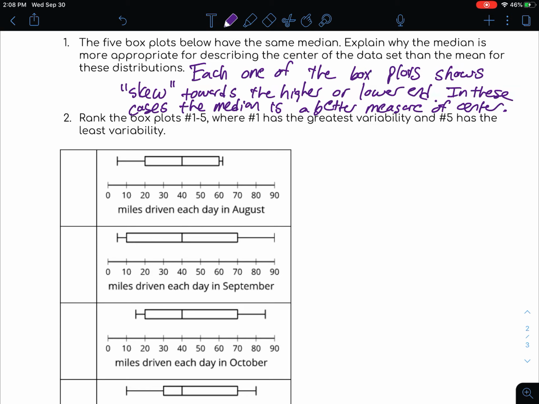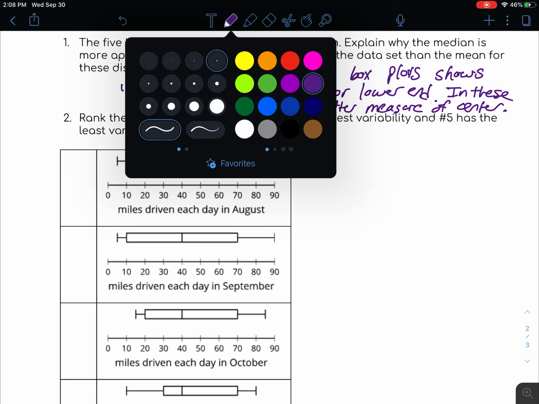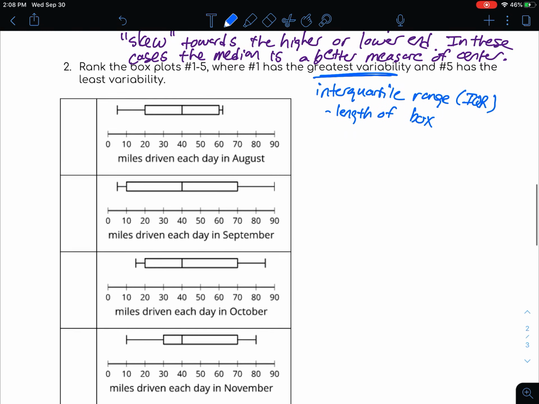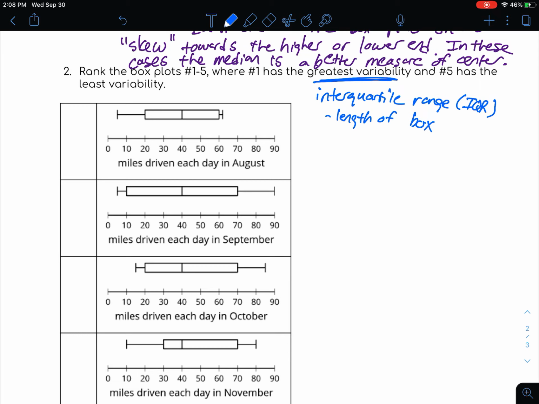All right, so now let's see if we can get into that a little bit further and rank the box plots where number 1 has the greatest variability and number 5 has the least amount of variability. Let's switch colors again. All right, so greater variability, remember, is generally determined by the interquartile range, or the IQR, first, and that's the length of the box. And then we can also consider the entire range as well.